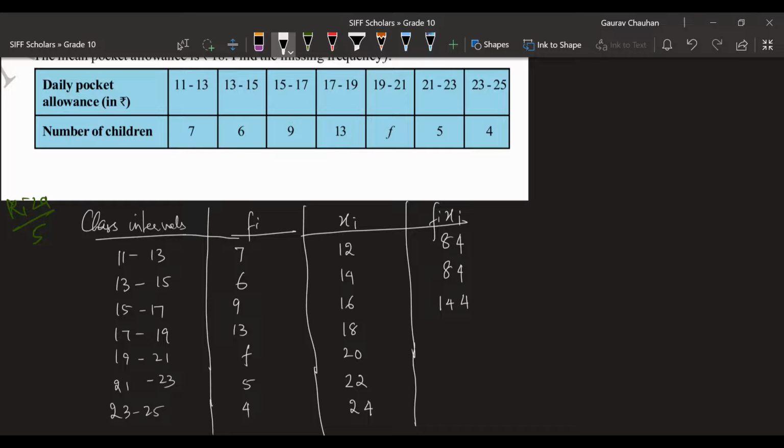13 into 18, we'll have to do this one. 13 into 18 is 180 plus 18 threes are 54, that is 234. Can someone check if my calculation is correct here? This is 20f. Correct, sir. Thank you, Riza. 22 into 5 is 110. 24 into 4 is 96.